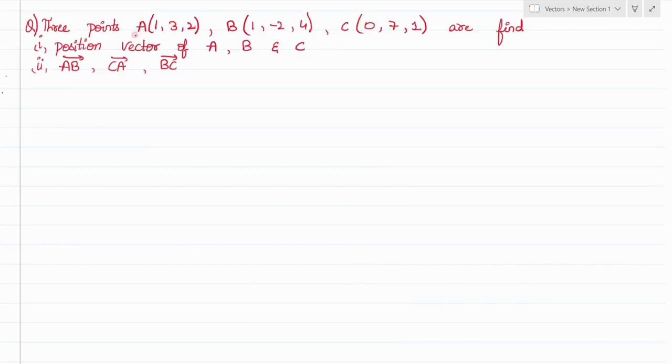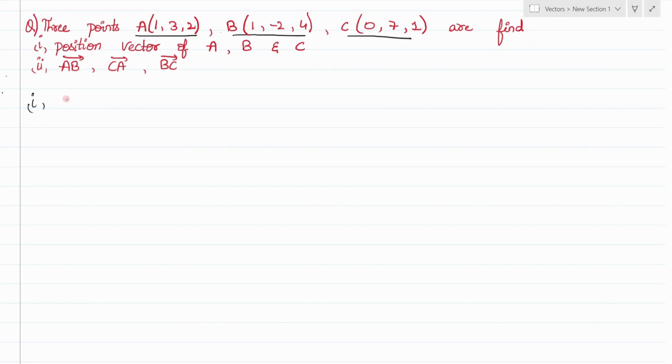In this question, 3 points are given, that is A, B, and C. We need to find the position vector of A, B, C, and we need to also find the value of AB vector, CA vector, and BC vector. So first thing, how to find the position vector.